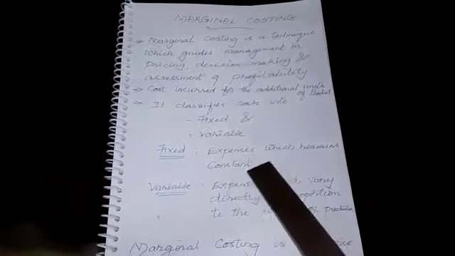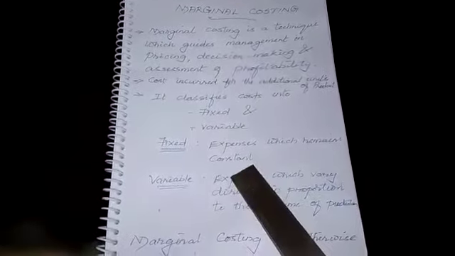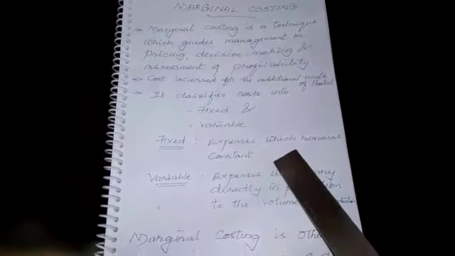Fixed means the expenses which remain constant forever, irrespective of the additional units of products. And variable expenses means which vary or change directly in proportion to the volume of production. Fixed cost is static and variable cost, or variable expenses, are dynamic, changing.